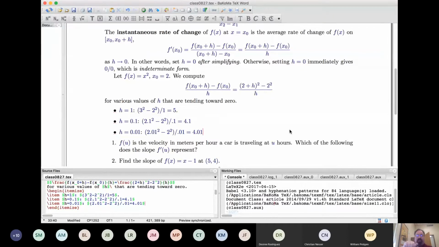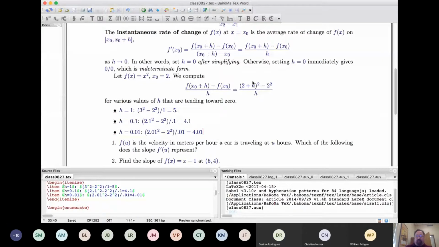So what do you think is going to happen if I were to continue to let h get smaller and smaller? What would happen to these numbers? They would continue to just get closer to 4. Yes. Now, let's take this to the extreme. I cannot just set h equals 0 here. I would get 0 over 0.